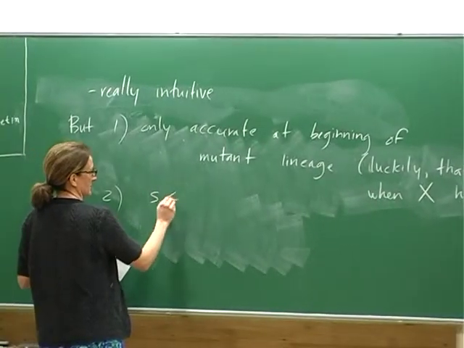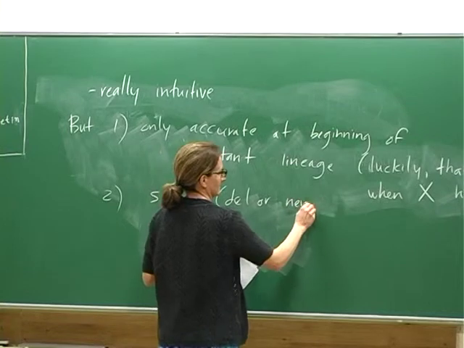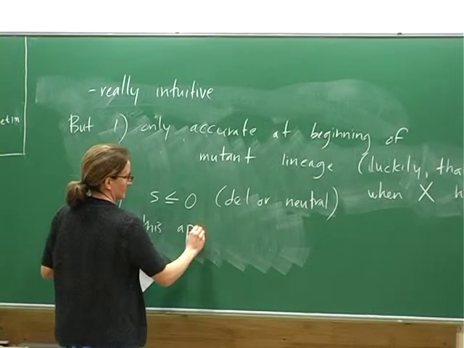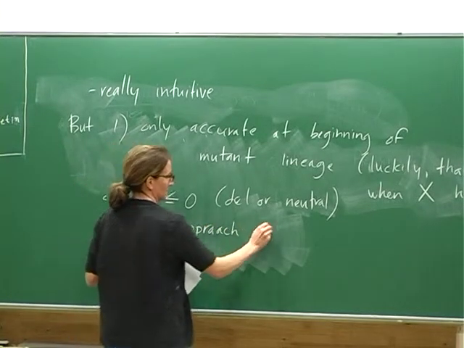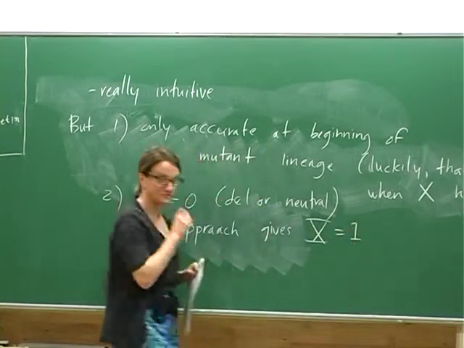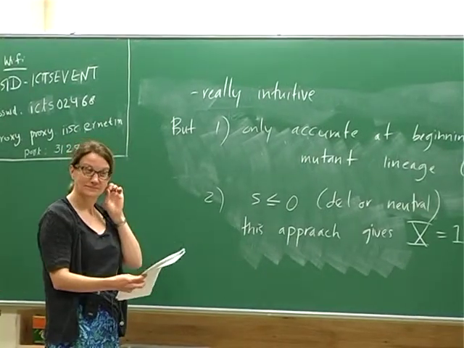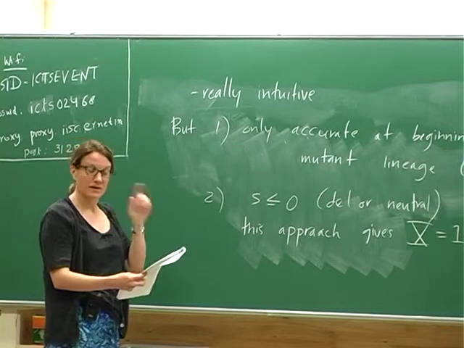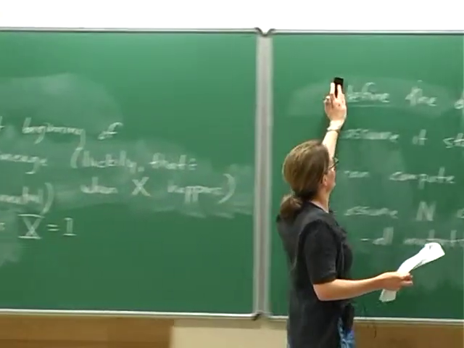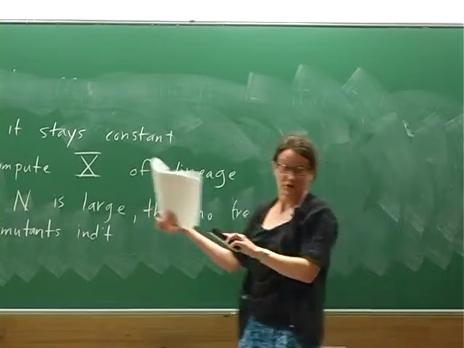So for s less than or equal to 0, deleterious or neutral, this approach gives us that extinction equals 1. Okay, so we need another approach. But don't worry, we're coming back to this one.